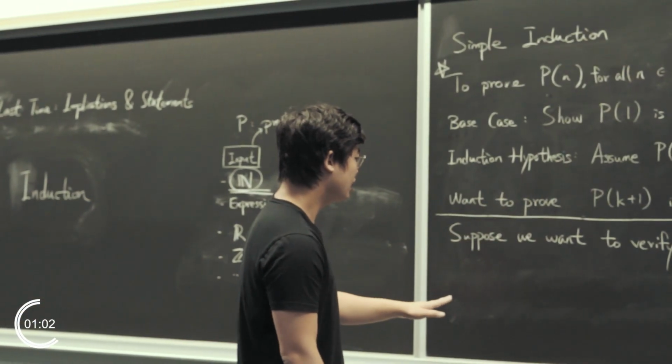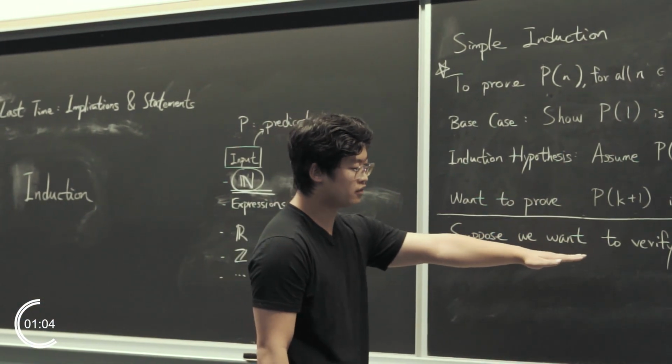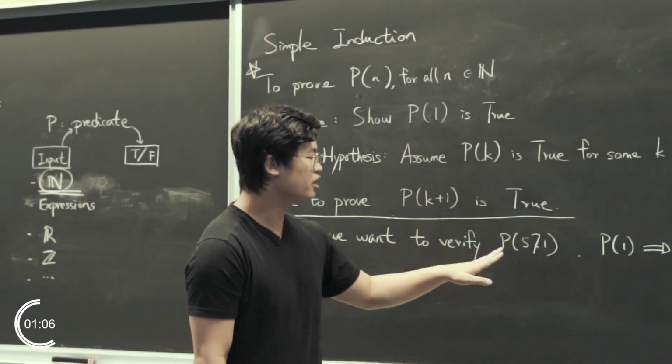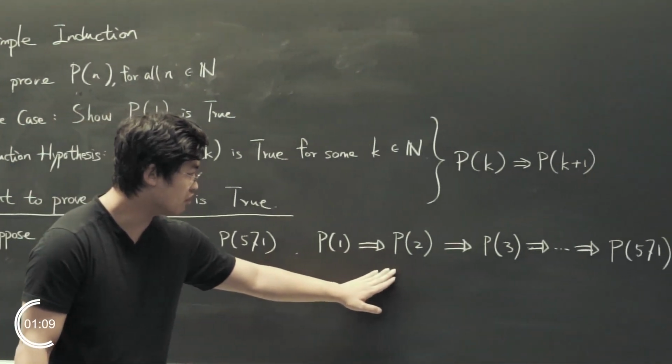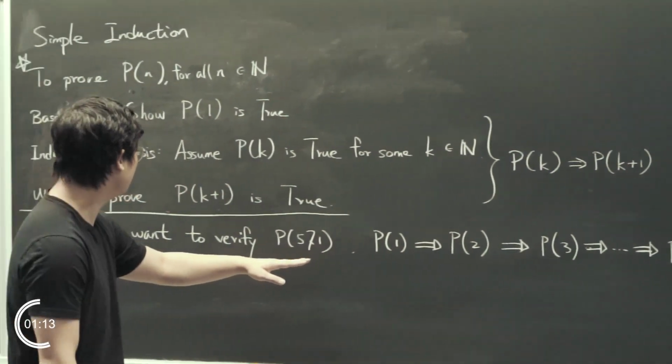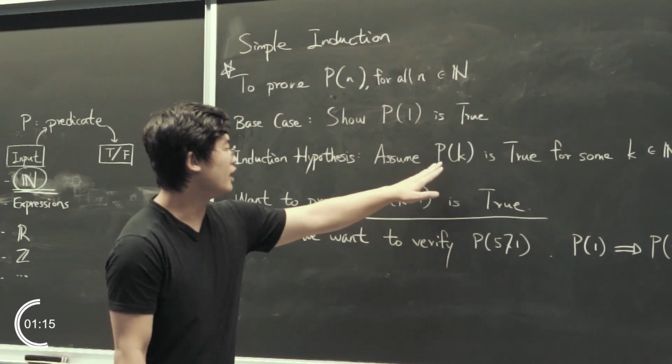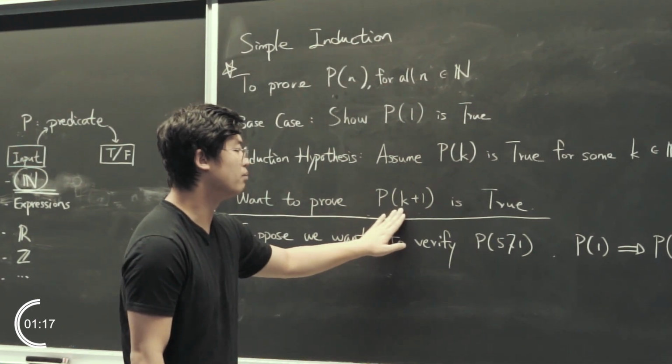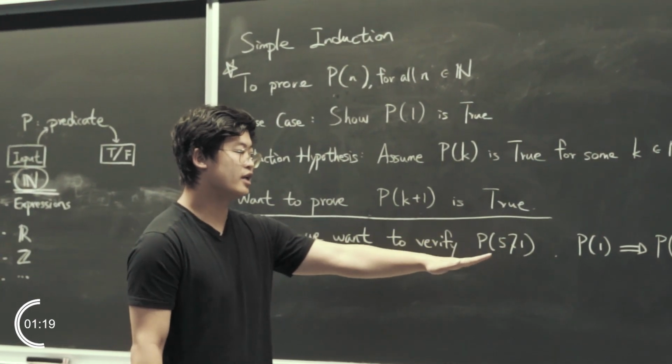And the reason is, let's say we want to verify P of 571 is true. We can simply go from P of 1 implies P of 2 implies P of 3 all the way to P of 571 because we have already showed that given any P of k, P of k plus 1 must be true. So this works for any arbitrary n value.